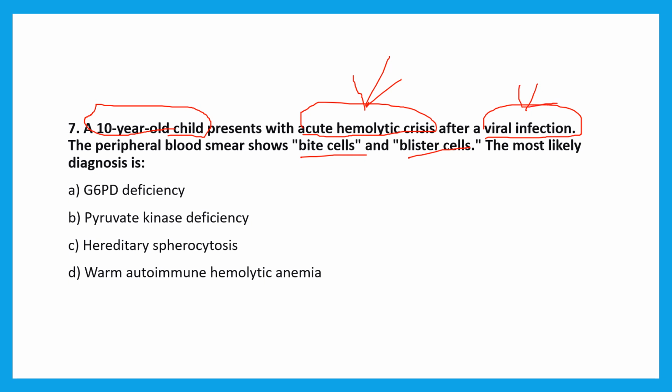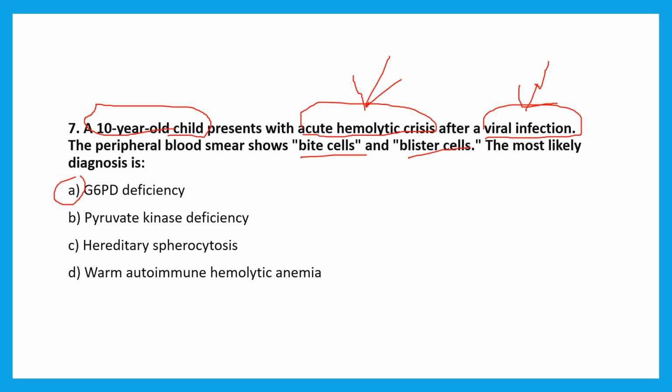Okay, this is what we can see. This is how you need to analyze your question. Remember the concept of oxidative stress, right? When an acute hemolytic crisis is triggered by an infection, where of course there is oxidative stress, this is a classic sign of G6PD deficiency. Clear sign of G6PD deficiency.